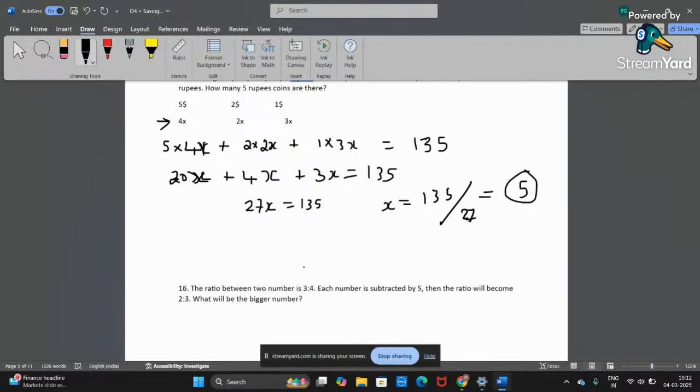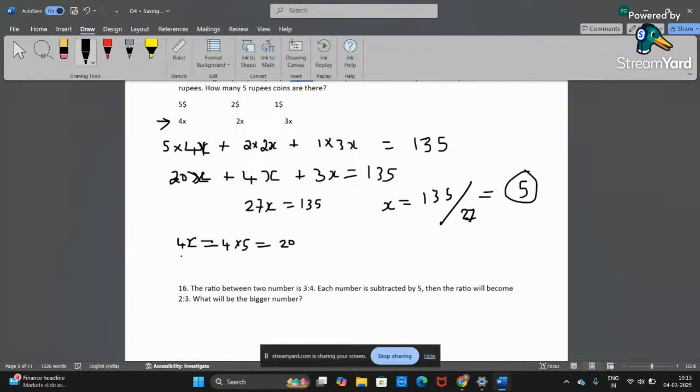What is x? It is 5, right? So let's find out how many 5 rupees coins are there. 4x equals 4 into 5, so it is 20. So there are 20 five-rupee coins.